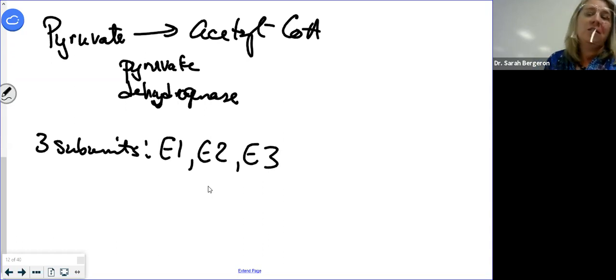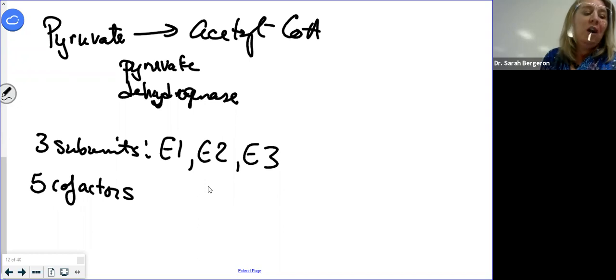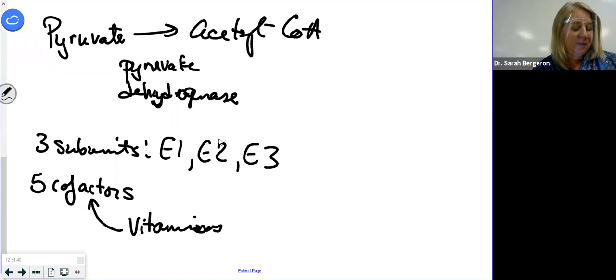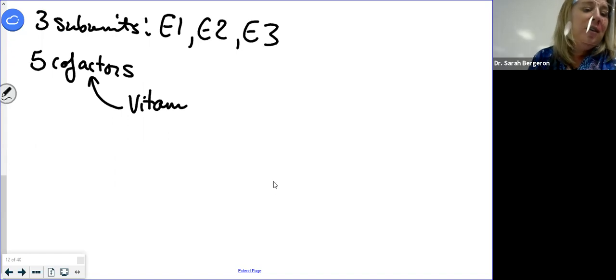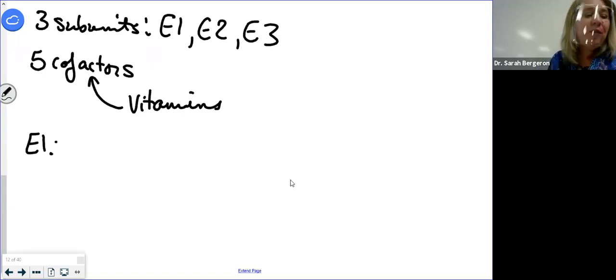How many cofactors? Right? So what do we call these cofactors? What's another name for it? Vitamins. Vitamins, right? So that's something we have lost the ability to create on our own. So let's talk about each of our reactions. Let's talk about E1. What happens in the very first step? We're converting pyruvate to what?